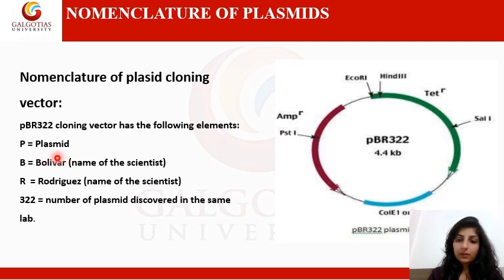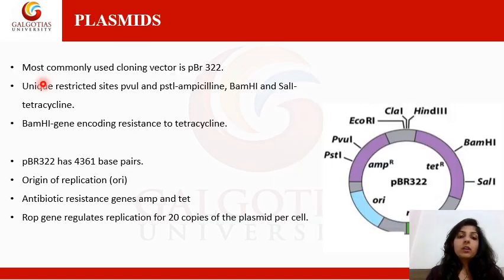In pBR, p refers to the plasmid, B is for Bolivar and R is for Rodriguez, the names of the scientists. The number 322 refers to the number of plasmids discovered in the same lab. So the most commonly used cloning vector is pBR322.